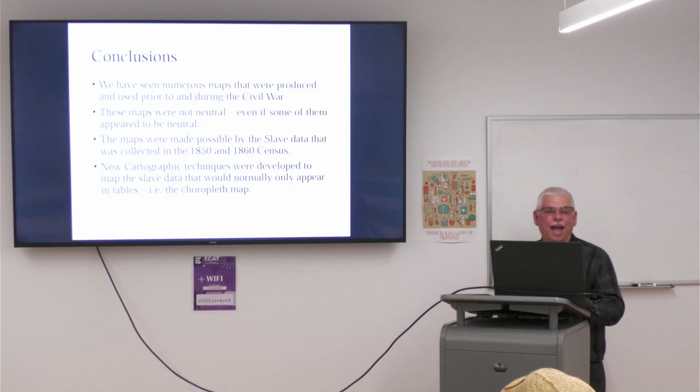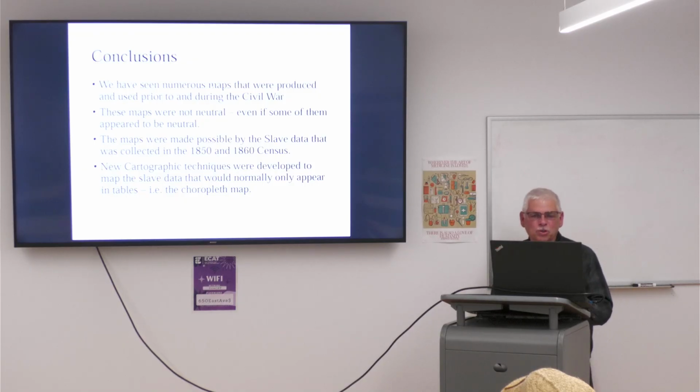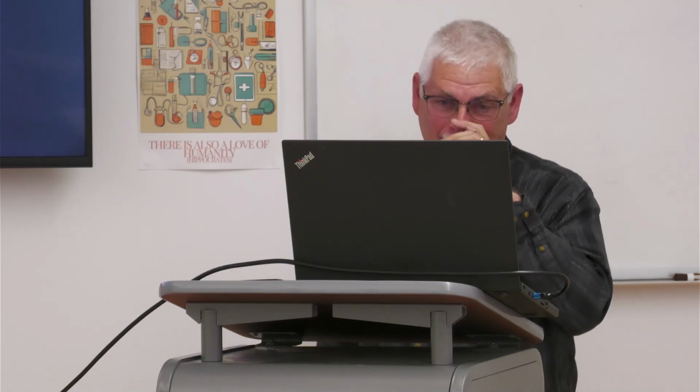So we've seen numerous maps that were produced and used prior to and during the war. And again, these maps were not neutral. We sort of learned that. Definitely those from the 1850s that were produced privately had a political theme to them. They had a definite audience they were playing to. And the maps made possible by slave data that was collected in 1860 show the power of data that's collected and how it can be used to convey really important information about slavery.